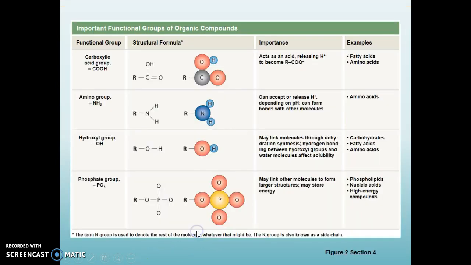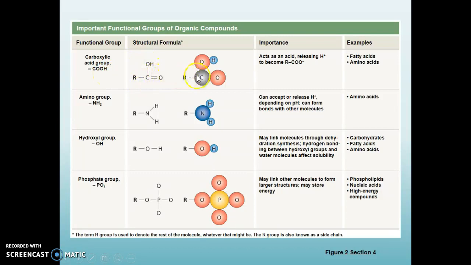For example, here are some functional groups. The ones you have to know would be carboxylic acid. The carboxylic group is the acid functional group. So that's COOH. Now this shows you what it looks like. There's a carbon with a single bond to OH and a double bond to oxygen. Not that important. COOH is more important. It acts as an acid.